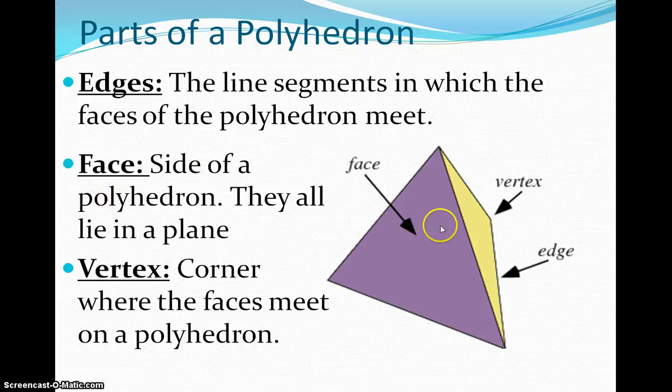The face is just the polygons that make it up, and it's that flat surface that lies in a plane. And then the vertex is at a specific point. All these edges, all these corners meet up at this one specific point, or here's another point, or another point there.